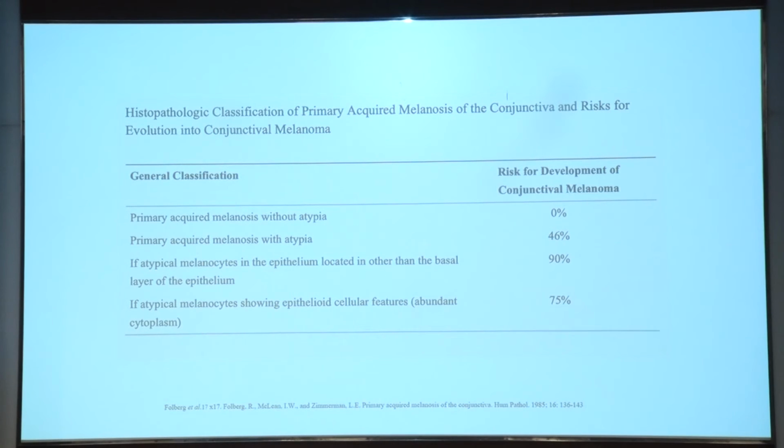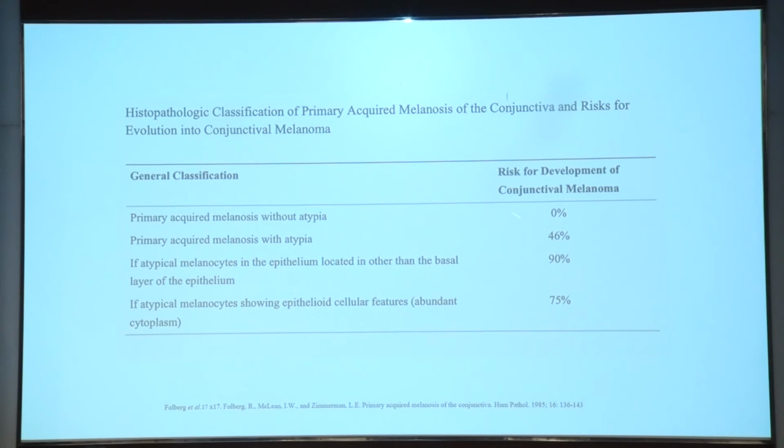So if it's PAM without atypia, then there is no risk for development of melanoma. Then if it is a PAM with atypia that comes out in your histopathology, if the pathologist doesn't mention it and the report just says PAM, you have to call up the pathologist and ask whether it's PAM with or without atypia.